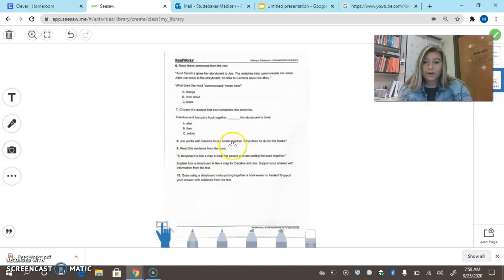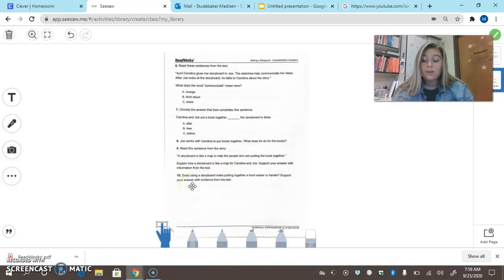We're on number 9 now. Read this sentence from the story. A storyboard is like a map to help the people who are putting the book together. Explain how a storyboard is like a map for Carolina and Joe. Support your answer with information from the text.